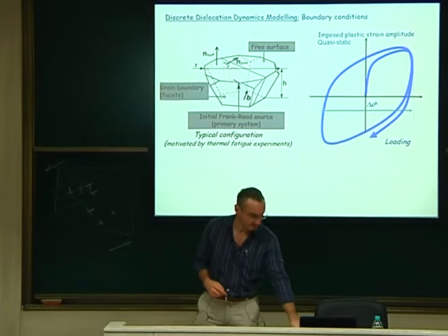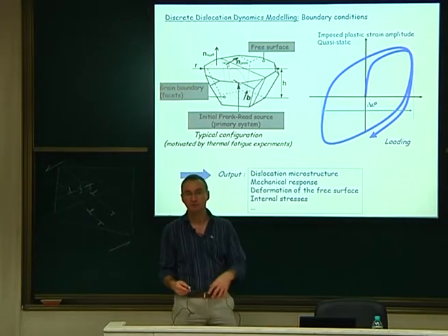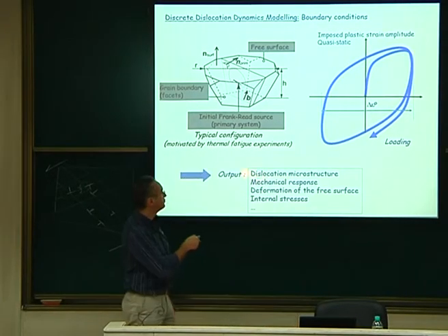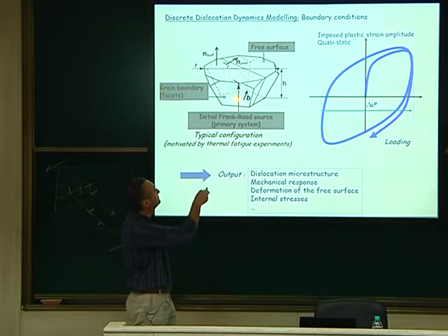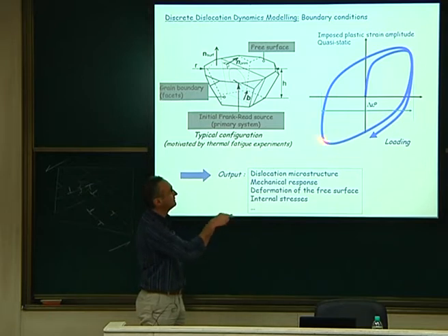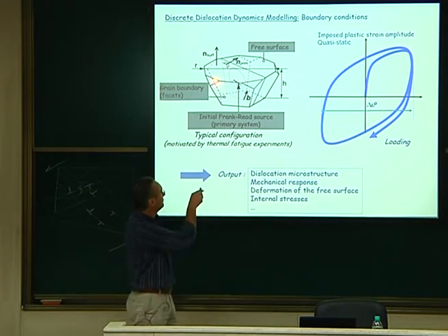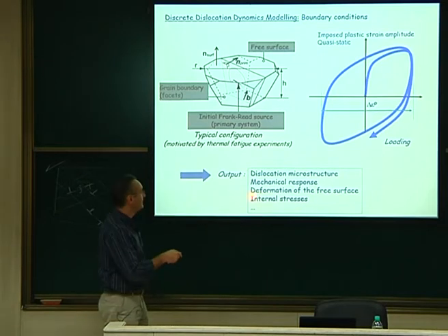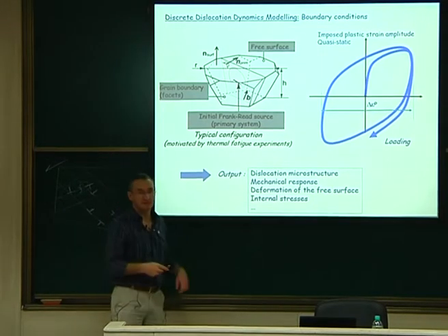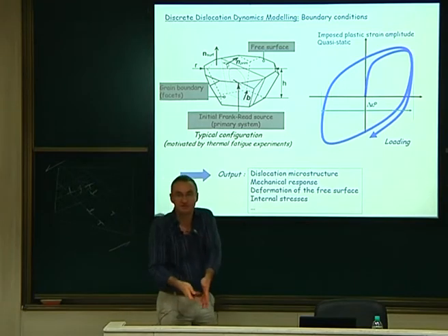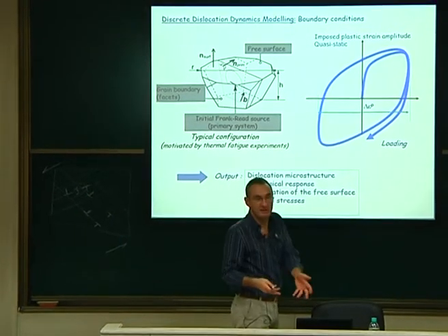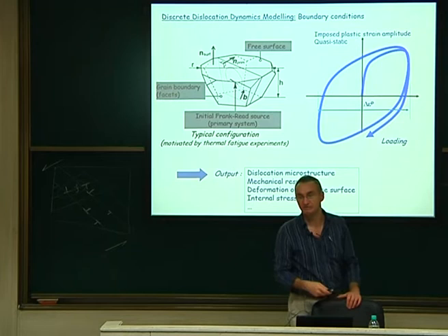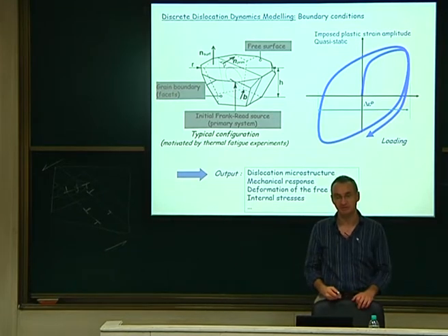Okay? Then the output will be numerous. First thing, of course, will be the dislocation microstructure. What do you develop here? Then the mechanical response, this cycle here. Then locally, we'll have the deformation of the surface, extrusion. Do I have extrusion? Then internal stresses. Is there any place where a crack could initiate? If I compute the stress, then I may be able to check if a crack could be nucleated at that place. Okay?